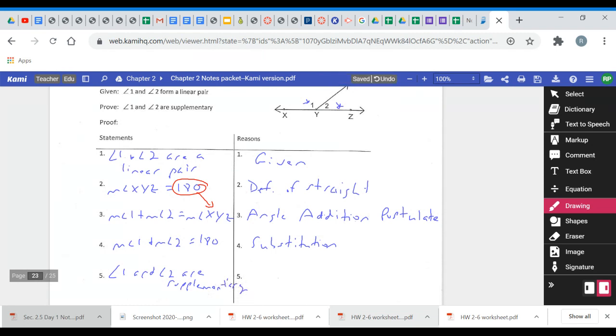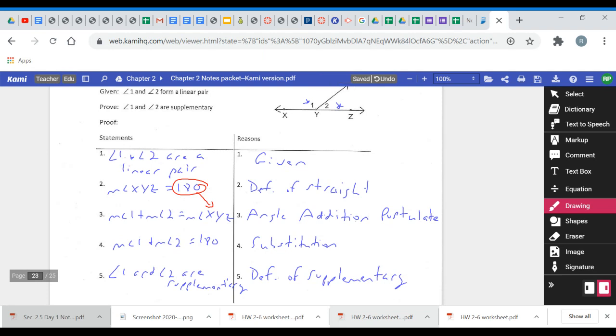So I have angle 1 and angle 2 are supplementary, and my reason is definition of supplementary. Okay, and that's it for that proof.